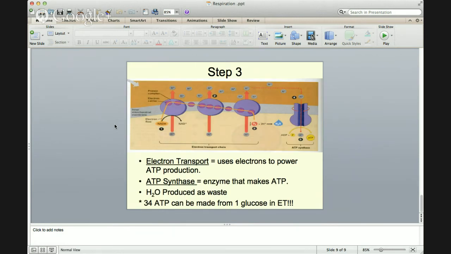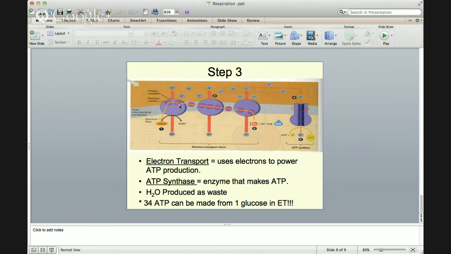And then finally, step 3, we call electron transport, and this is where most of our ATP is created. And what happens is we use these electrons to power this pump, ATP synthase, to make ATP. So anytime we see this ASE at the end of a word, it tells us it's an enzyme. So to synthesize something means to make it. So basically an enzyme that makes ATP, right?